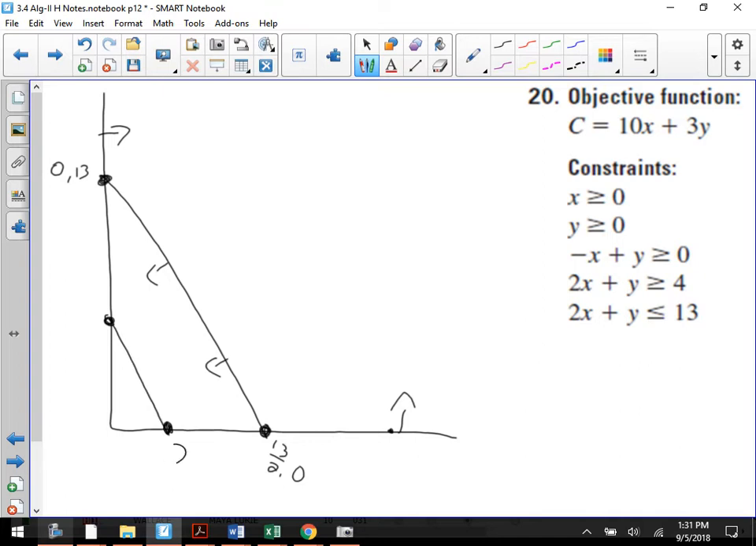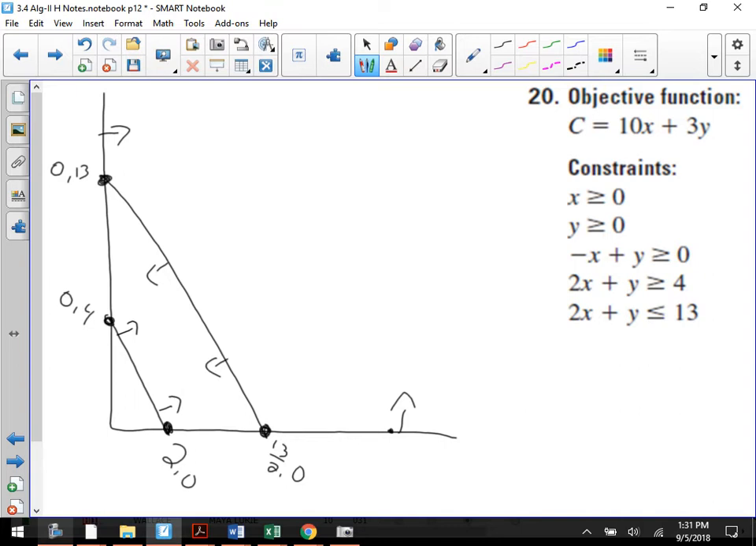Connect them. So this was what, 2, 0, 0, 4. Now this one is moving outward, right? So right now we have that stripe, if you will. Are we okay with that?